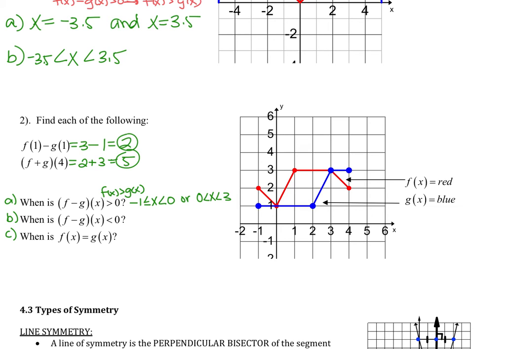On part B, it says when is f minus g of x less than 0. So that would be when f of x is less than g of x. So when the red graph is below the blue graph. So that would just be right here. So we have from 3 to 4 and including 4, because the red graph is still below the blue graph at 4.